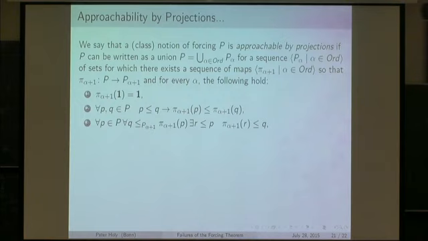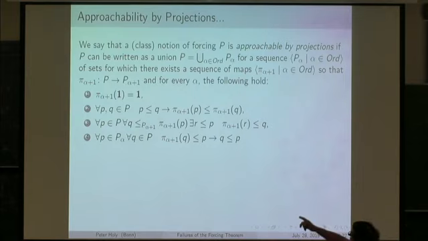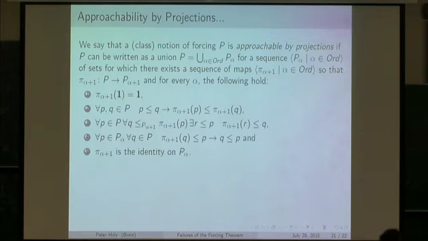So this just means that these pi_{alpha+1} are a projection each, and then we have two additional conditions. The first one says that if we have a p which is in P_alpha, not P_{alpha+1} here, and a condition q in the big forcing P, and if the projection of q is stronger than p, then this can only be the case because q was already stronger than p. And the fifth condition is that the pi_{alpha+1} are actually the identity on P_alpha.